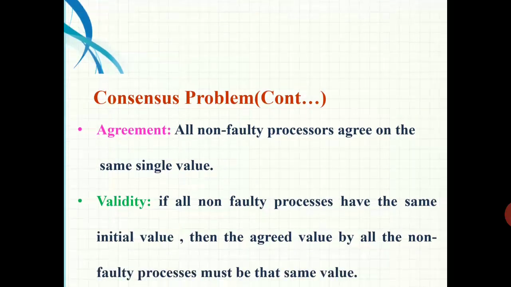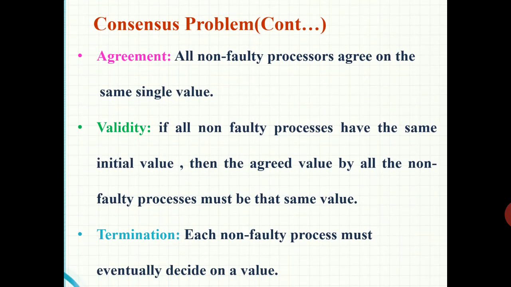Then come to the objectives. Every process broadcasts its initial value to all other processes. That is the case. In this case every process has its own initial value, and all non-faulty processes must agree on a single common value. Every processor broadcasts its initial value to all other processors. The initial values may differ from process to process.